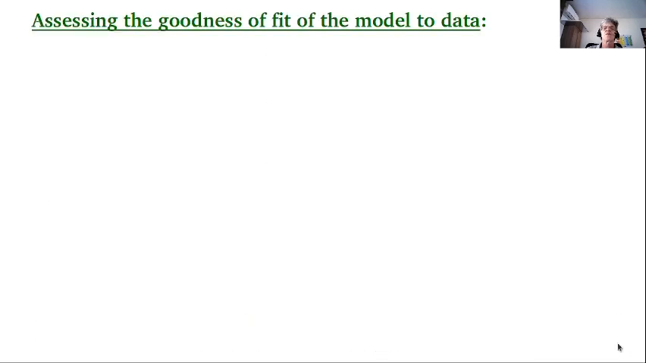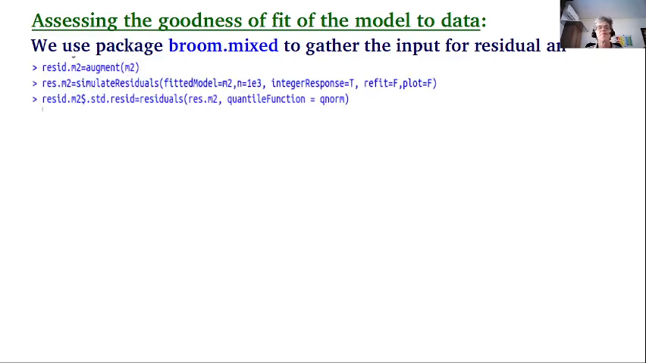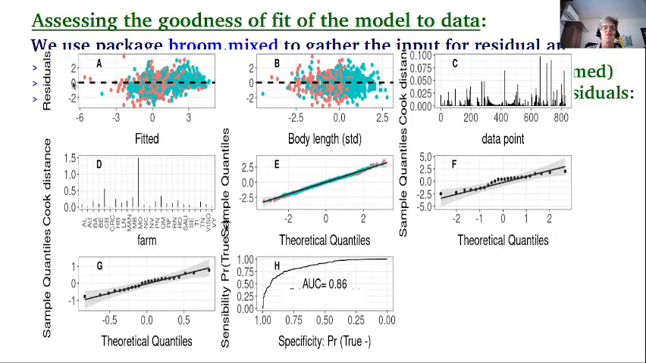So in order to assess the goodness of fit of the model to the data, we use the package that is adequate for the model fitted with the package GLMM. To gather the input for the residual analysis, here we use the package DHARMa to simulate the results, obtaining the Dunn-Smyth residuals that here are converted to a normal distribution and stored in the original data frame. With this data, we obtain the following plots. So there's a series of 8 plots.